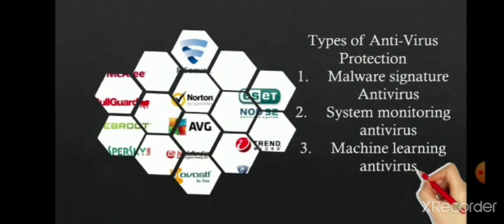It gives alerts when a user is connected to unfamiliar sites, when several attempts are made to access a large number of files, and when there is a significant increase in the data usage. Third one, machine learning antivirus.